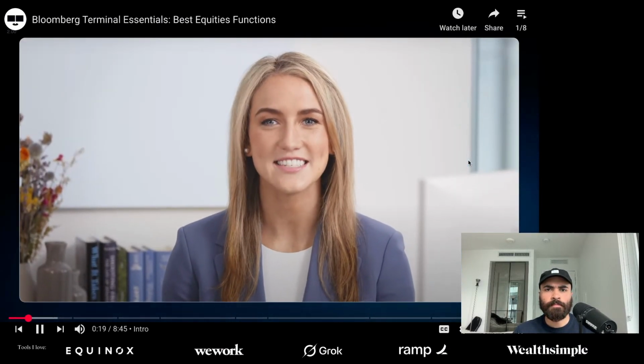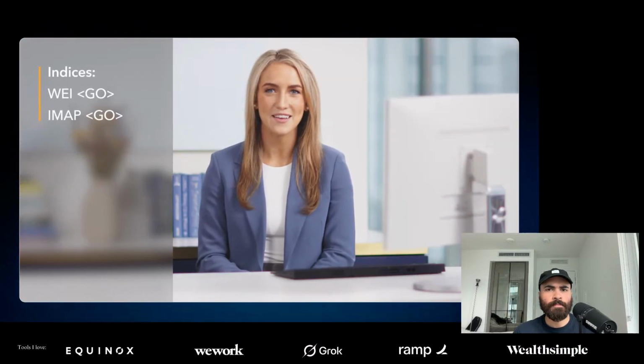Welcome back to Terminal Essentials, a series that gives you a look at key features of the Bloomberg terminal so you can navigate it with confidence. I'm Ryan. Today, I want to give you a taste of how to explore the equities market with Bloomberg terminal functions. We'll look at functions that give you explorable summaries of equity indices and intraday price changes. That way, you always know where the market stands.